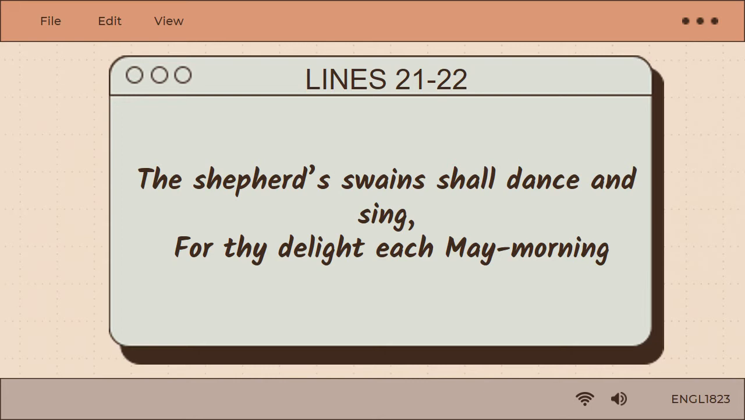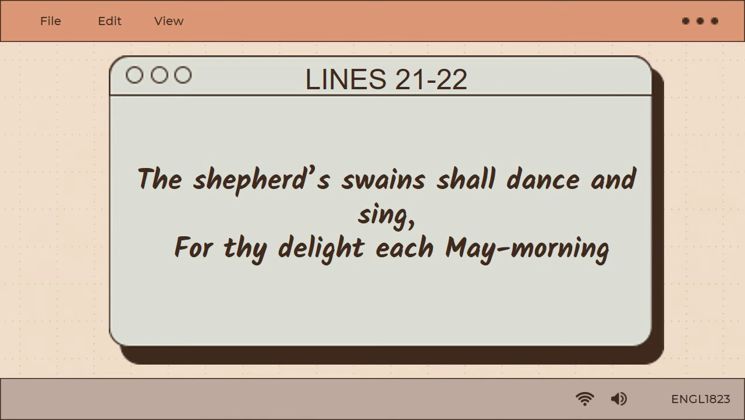Unlike the expensive clothes, which at least the speaker was trying to make, this is something completely beyond the speaker's control. How can the speaker guarantee what other people will do for his beloved?